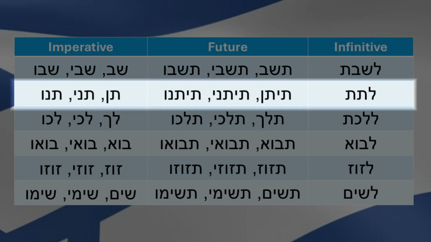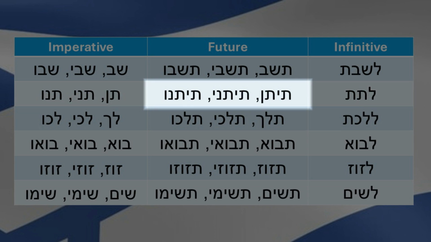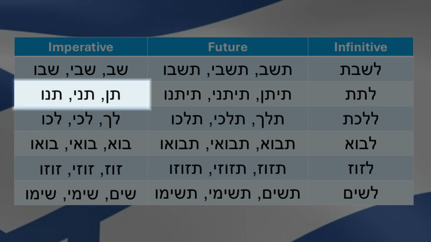The shoresh of latet is nun taf nun. And in the future tense, the first nun drops out. And so we have titen, titni, titnu. And in the imperative, we're going to have ten, tni, and tnu.